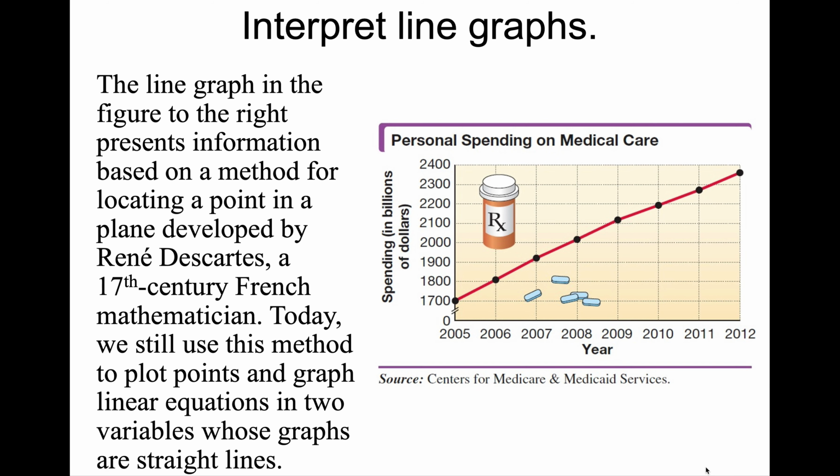So here I have a line graph with the personal spending on Medicare, and I also have the spending in billions of dollars compared to the year on the horizontal axis. So this is presenting information based on the coordinate plane that Rene Descartes came up with. He's a French mathematician. So we plotted that in 2005, there were $1,700 billion spent. In 2006, it looks like there was $1,800 billion spent. So we're plotting this, and we can interpret a line graph by relating one thing to the other.